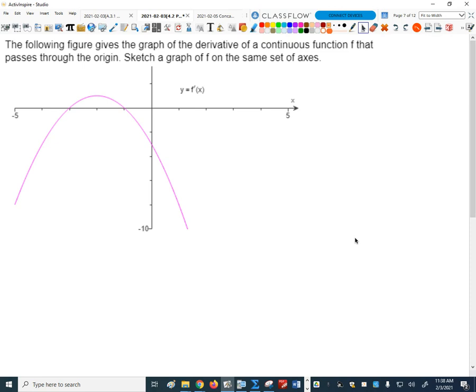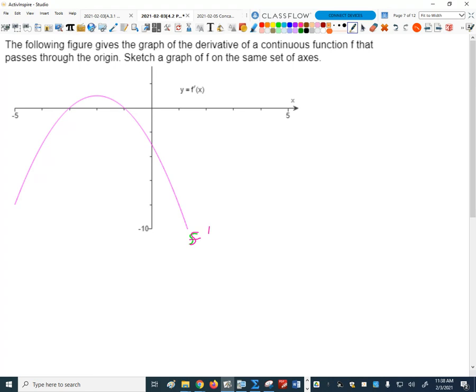The following figure gives the graph of the derivative of a continuous function f that passes through the origin. Sketch the graph of the function on the same set of axes. So wrap your brain around this. This is a graph of the derivative, right? It's a graph of the derivative. So let me write that down here. So this is f prime.